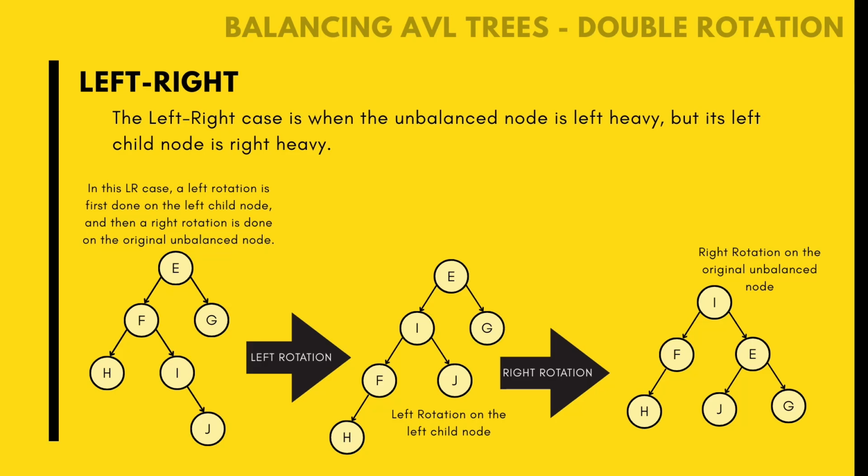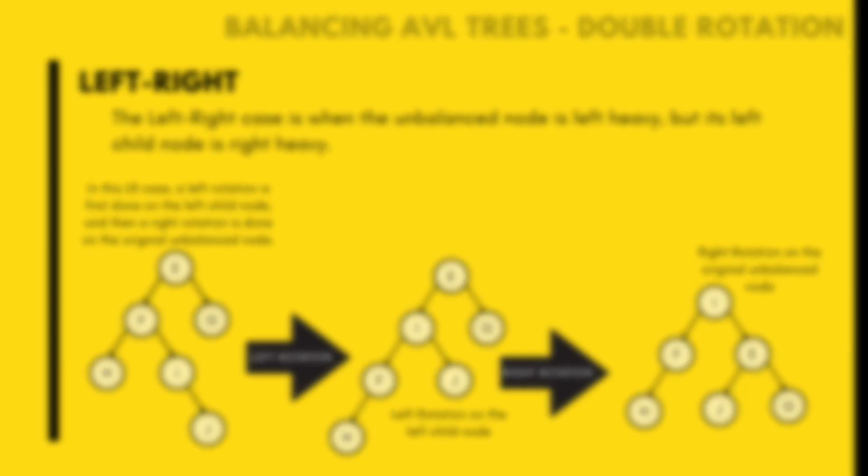To fix this, you must perform a left rotation on the left child, which is F in this situation, then a right rotation on the original unbalanced node, which is E according to the figure we are observing.